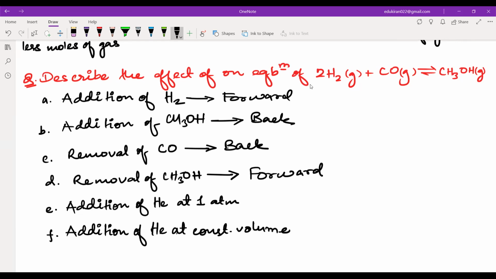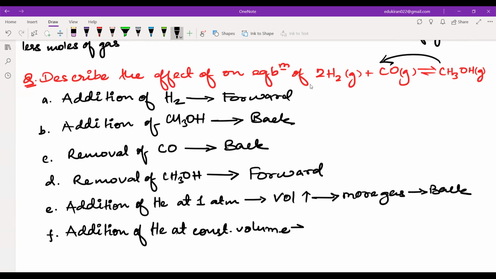Now, addition of helium at 1 atm. If I'm adding helium at constant pressure, then the volume will increase. If volume increases, it will move towards more moles of gas. That means it will move backward, and here we have more moles of gas. Now, if I add helium at constant volume, the pressure will increase. That means it will move towards less gas, and that means it will move forward.